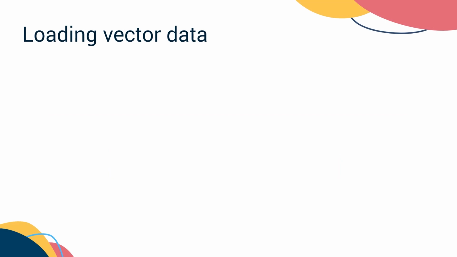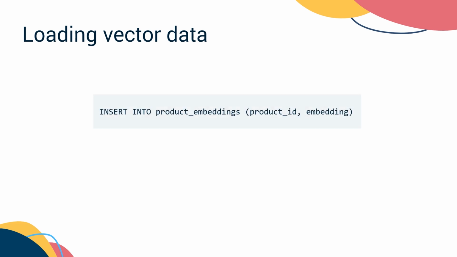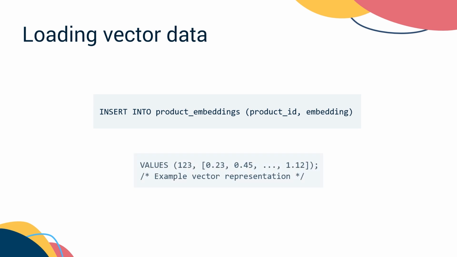The next step includes loading vector data. As a first step, prepare your product data before loading vector data. Then, vector embeddings are generated using appropriate machine learning models. These models typically encode textual descriptions, images, or other data into vectors that capture semantic similarity. Once you have the embeddings, use CQL to insert them into the embedding column of your Cassandra table using the code displayed on the screen.